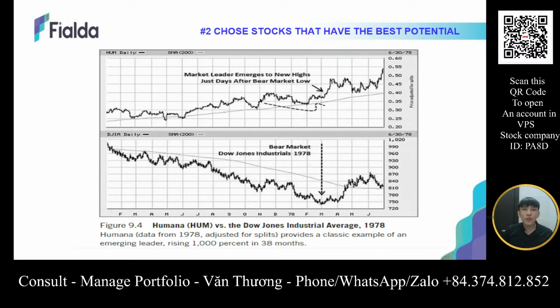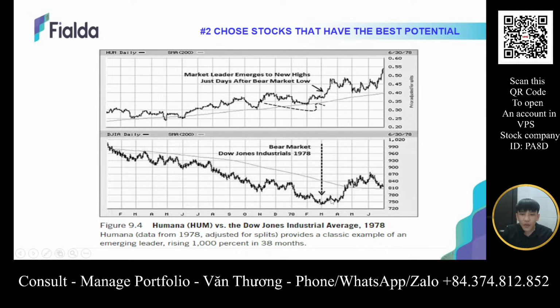So here is the Home stock in 1978, in the Dow Jones Industrial Average. When the Dow Jones is in a downtrend, you can see here the index, the Dow Jones, in a downtrend, but this individual stock is in an uptrend. You can see here the leader stock's cup with handle base, and on this day the leader stock breaks out of the base, so it's called coincidence, right?